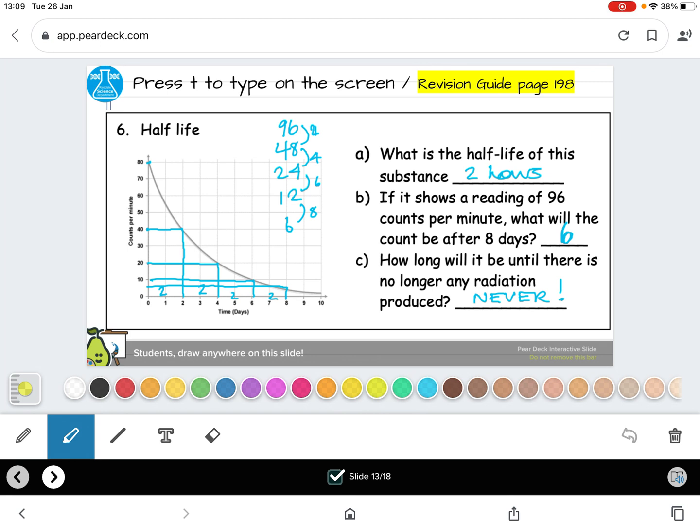If the element starts with a count of 96, what would it be after 8 days? You can start by dividing 8 by 2. If we know the half-life is 2 days, 8 days divided by 2 means it's 4 half-lives. So half 96 4 times. You can see I got 48, 24, 12, then 6. Radioactivity never reaches 0 because the number always halves.